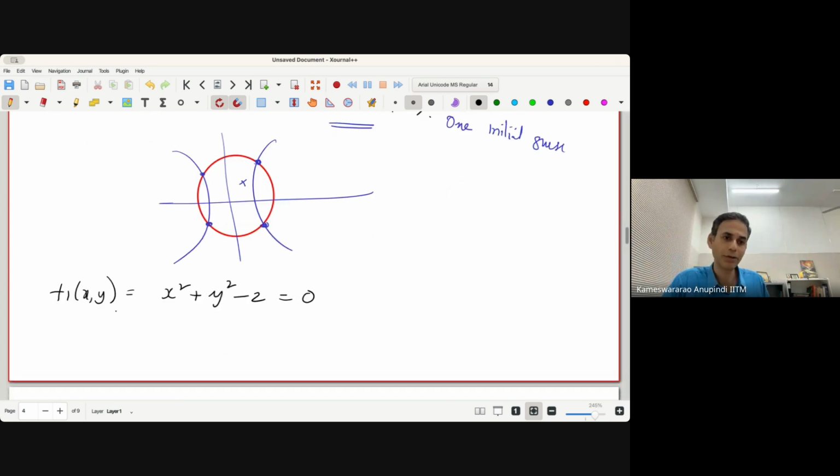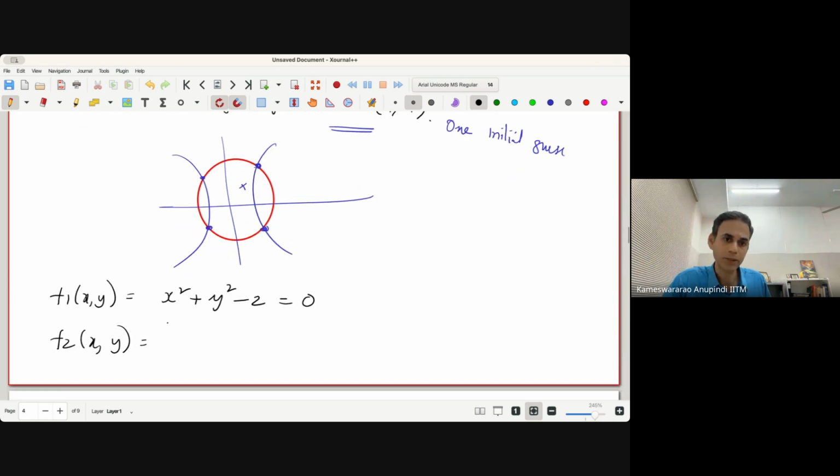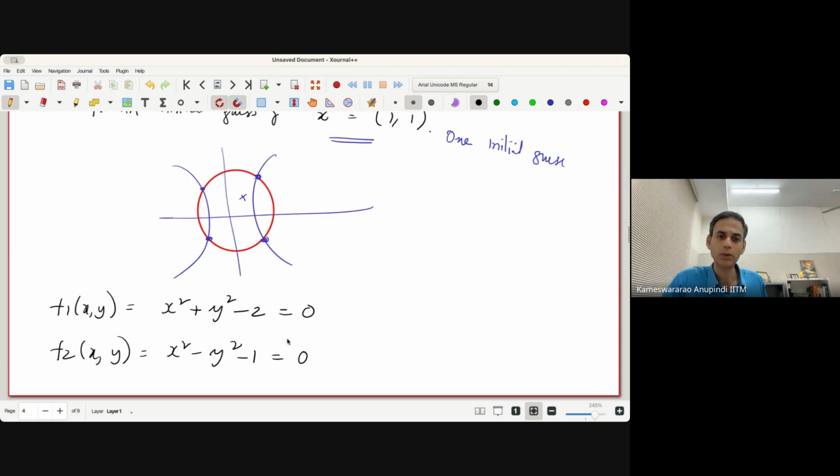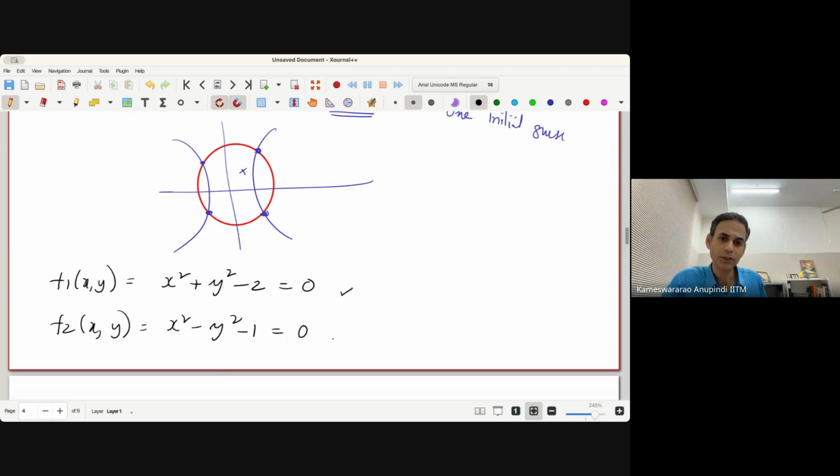So that is my f1 of x, y equals 0, which is a quadratic equation, which is a nonlinear equation. Similarly, my second function f2 of x, y equals x square minus y square equals 1. So I bring it to the left hand side. It's going to be minus 1 equal to 0. So this is my first function. This is my second function.